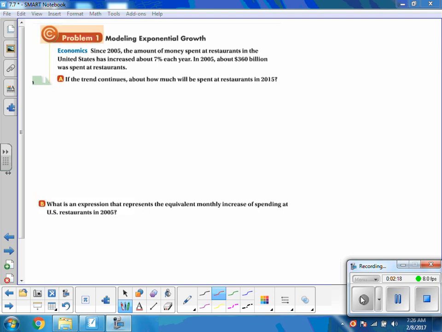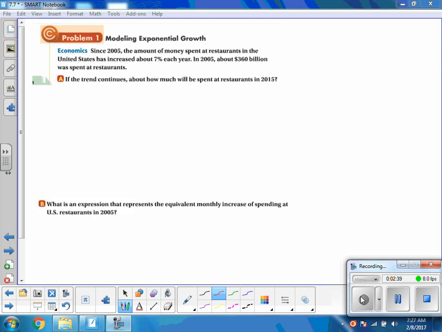Okay, so let me look at this one. Since 2005, the amount of money spent at restaurants in the United States has increased about 7% each year. Okay, so it's increasing 7% each year, and that's going to be dependent on the value of the year before. So this is growing exponentially. It's growing because it says increased, and the percent is telling me exponential.